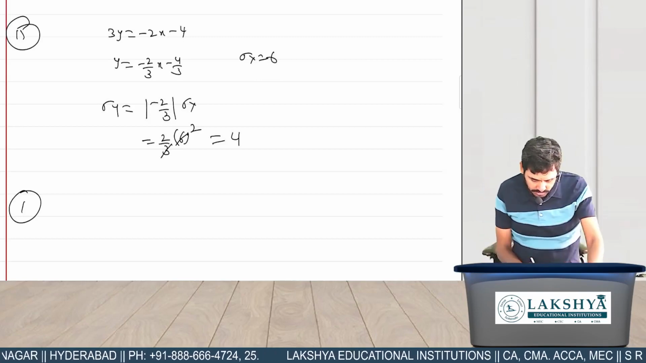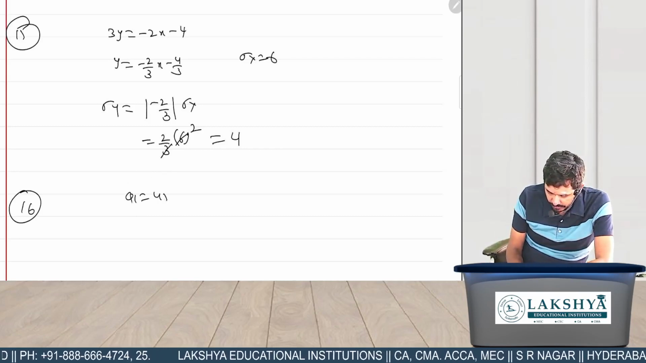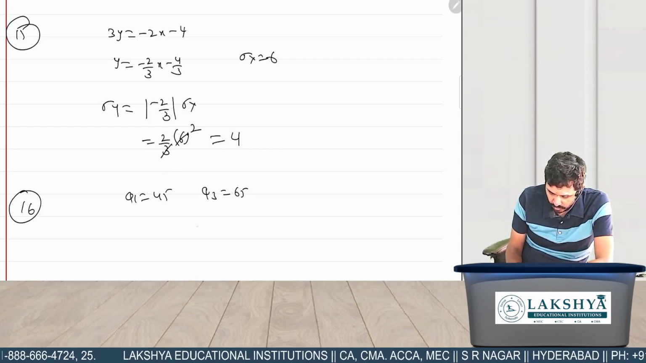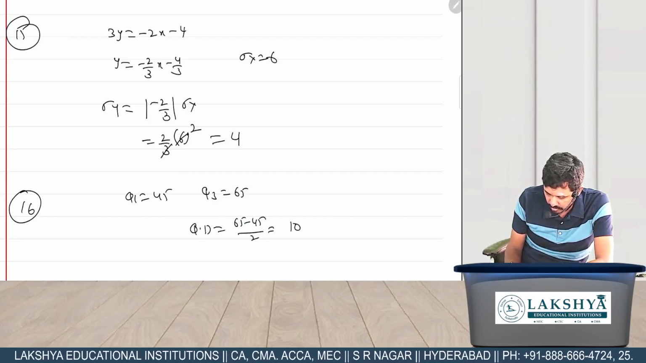Next 16. Quartiles Q1 is equal to 45, Q3 is equal to 65. Then quartile deviation is equal to 65 minus 45 by 2. 10.